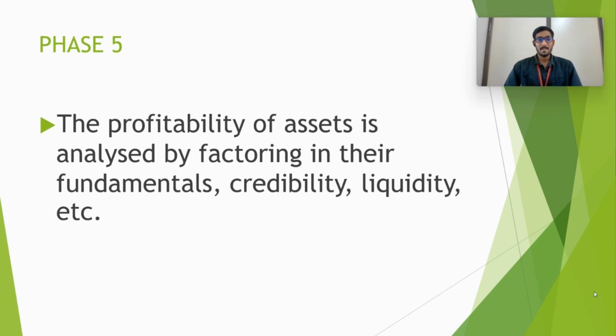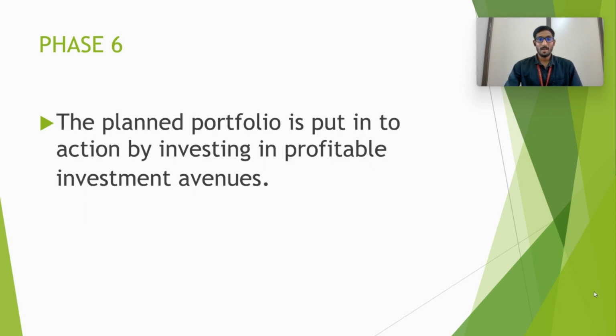Profitability of assets is analyzed by factoring in their fundamentals, credibility, and liquidity. If the risk is high, the performance of the asset will be low, so that the normal course of the business gets affected, as seen in phase 4. Phase 5 actually suggests profitability of assets so that the credibility and liquidity is high and can be sold in a beneficial way.